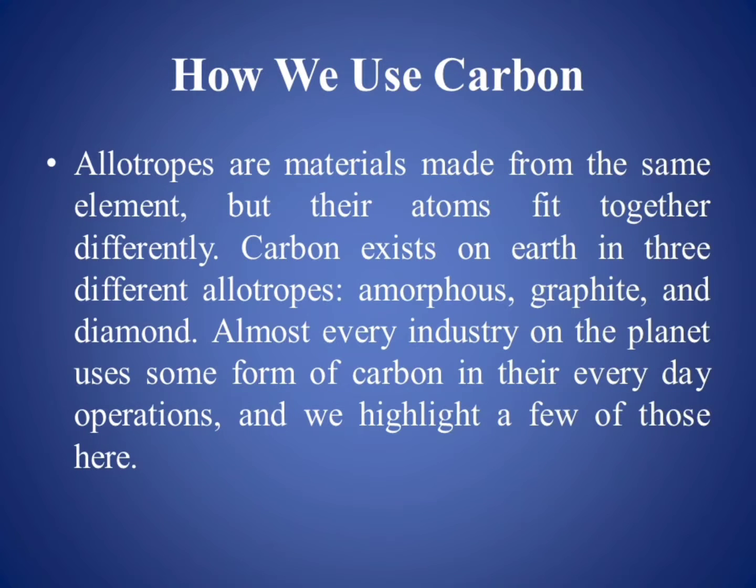How we use carbon. Allotropes are materials made from the same element, but their atoms fit together differently. Carbon exists on Earth in 3 different allotropes: amorphous, graphite, and diamond. Almost every industry on the planet uses some form of carbon in their everyday operations, and we highlight a few of those here.